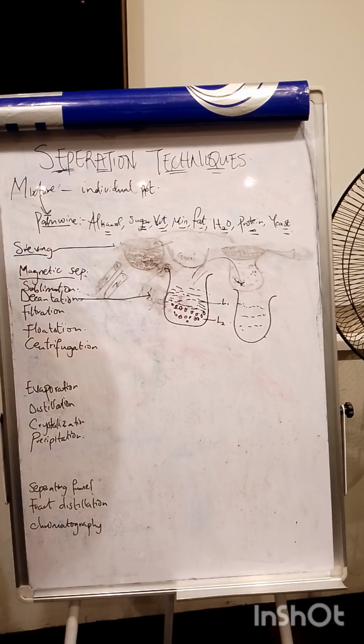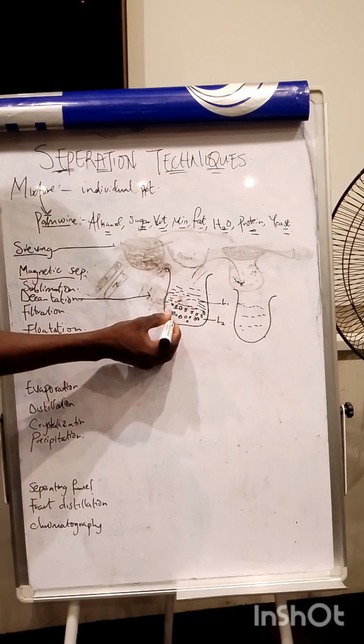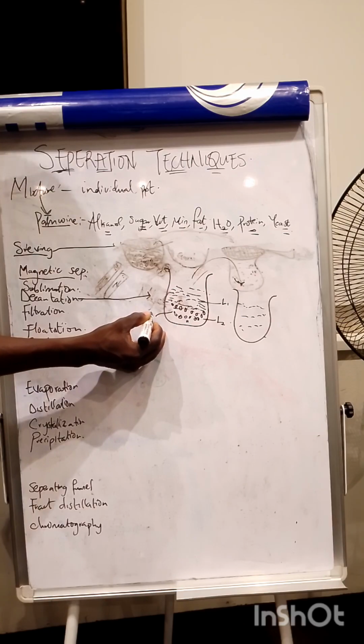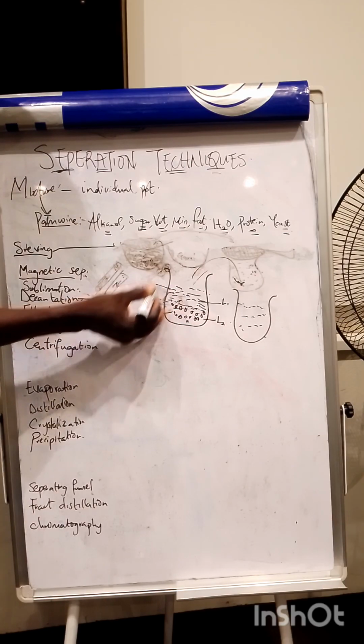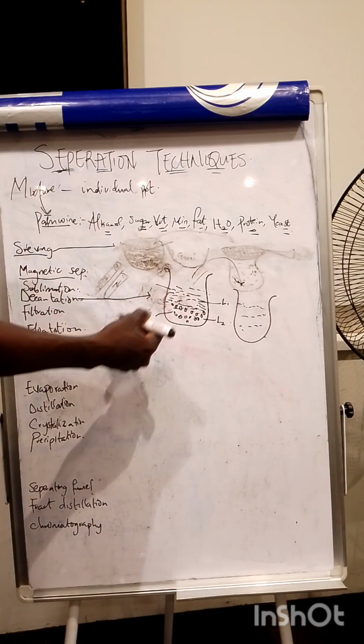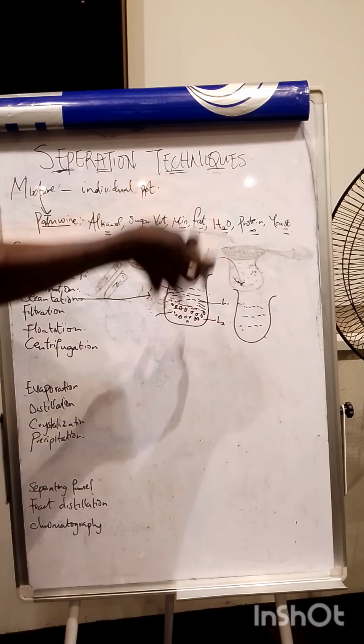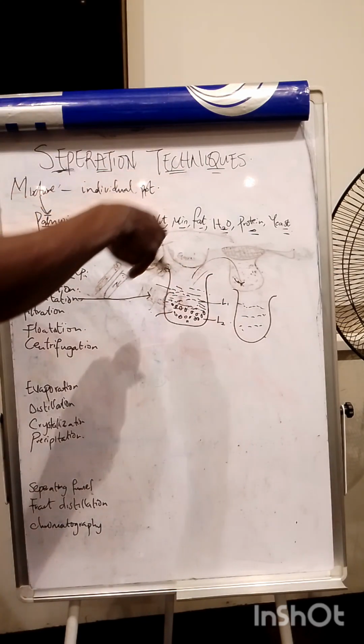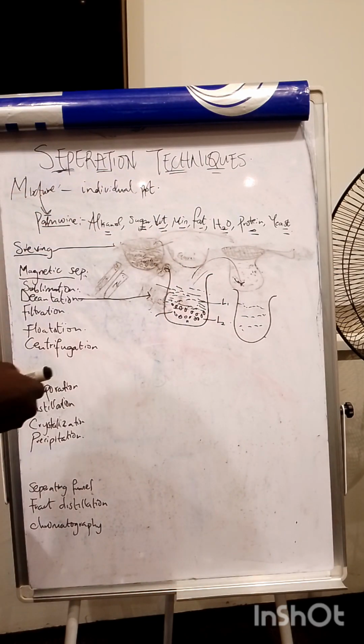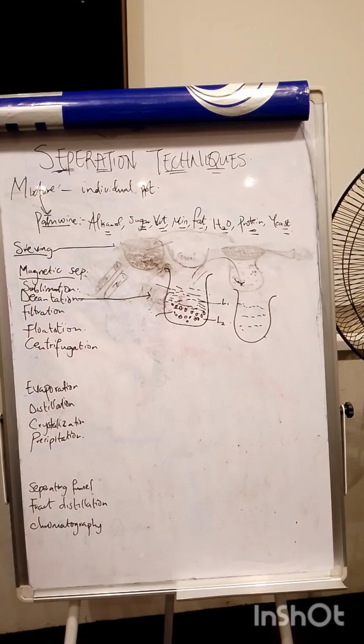Are you with me? This is telling you that this layer is very dense, while this one is less dense. That's why this one comes down, because it's denser than water, so it has to come down. The one up is less dense. Are you with me? So let's go to filtration.